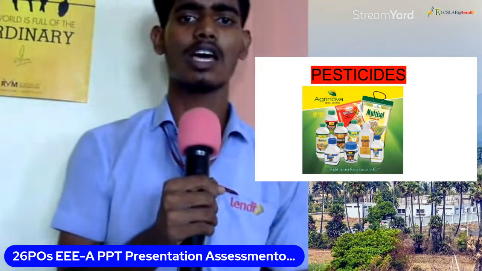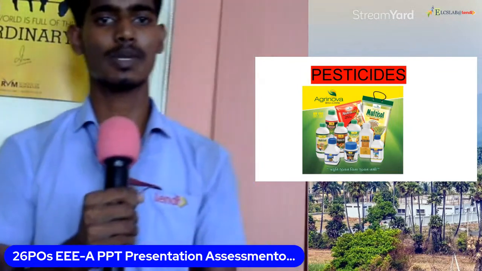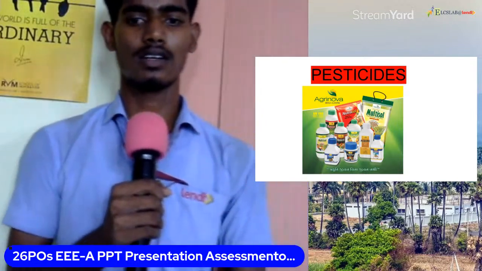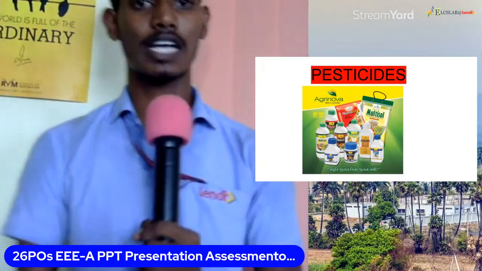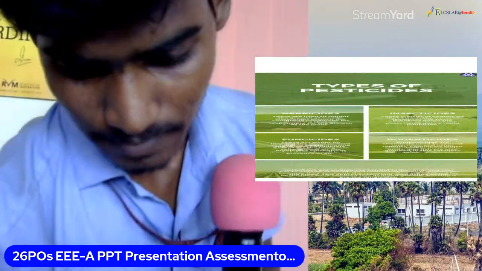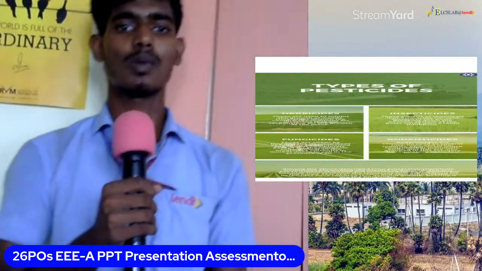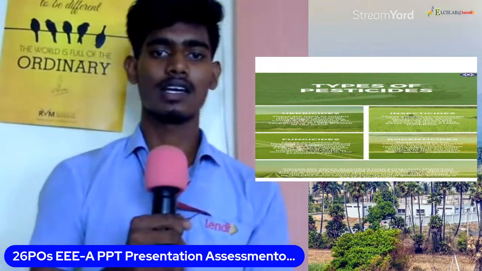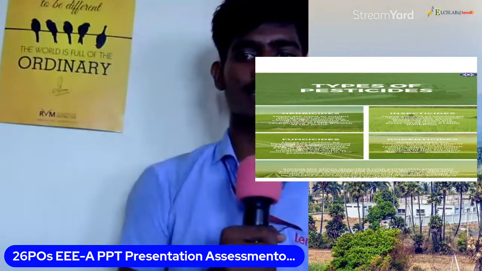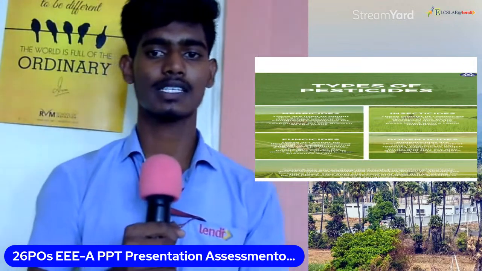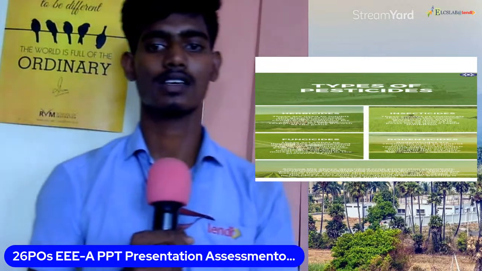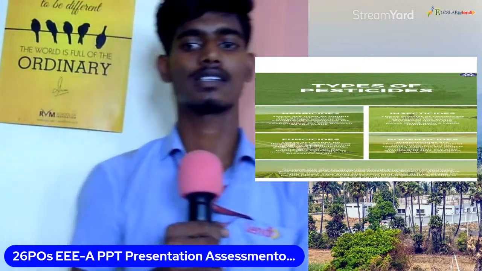First, we all know about pesticides. They contain toxic materials and chemical components which are harmful to agriculture. Let's discuss the types of pesticides. There are many types of pesticides. One is herbicides, which kill weeds. Another is insecticides, which kill insects. And the other one is fungicides, which kill the fungus present in plants.